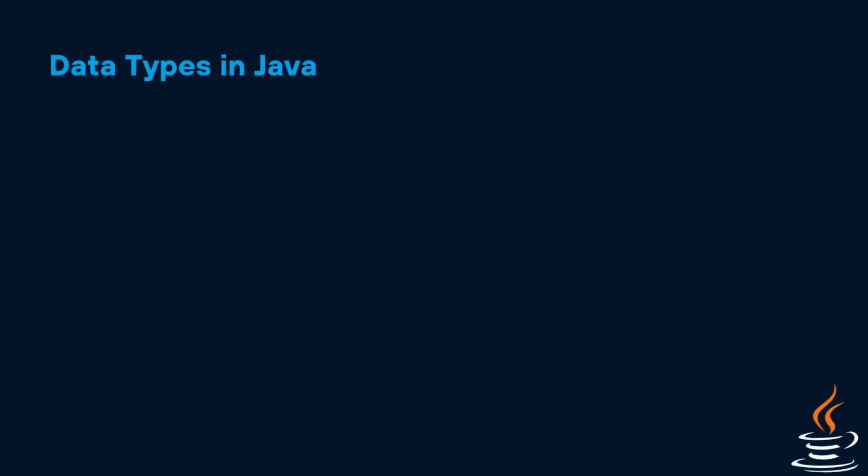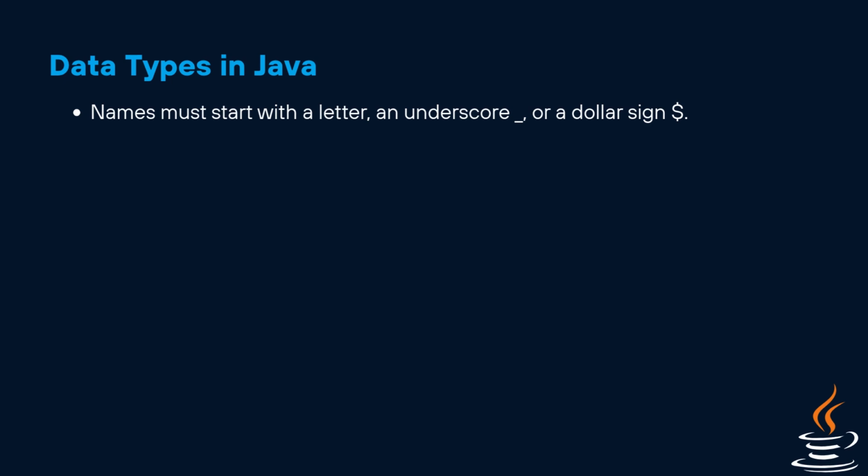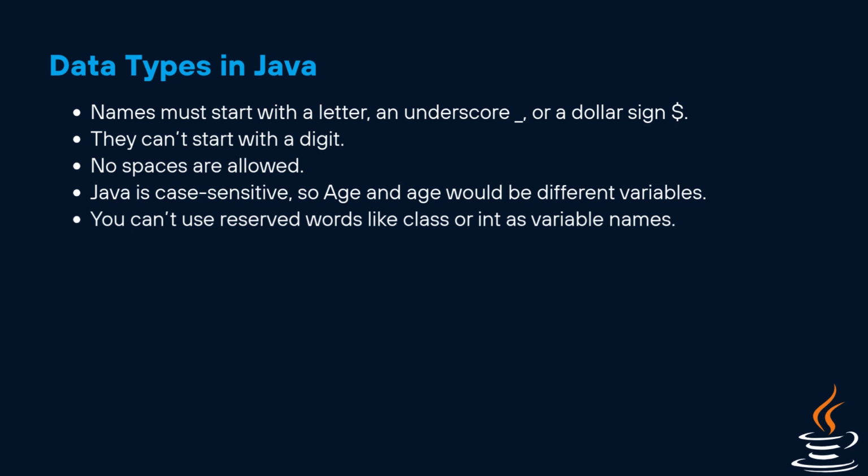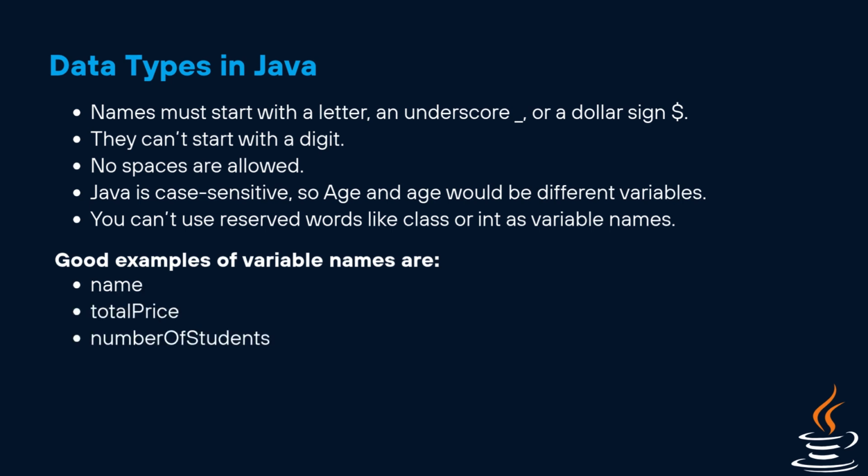When naming variables in Java, there are a few rules. Names must start with a letter, an underscore, or a dollar sign. They can't start with a digit. No spaces are allowed. Java is case sensitive, so age and Age would be different variables. You can't use reserved words like class or int as variable names. Good examples of variable names are name, totalPrice, numberOfStudents.